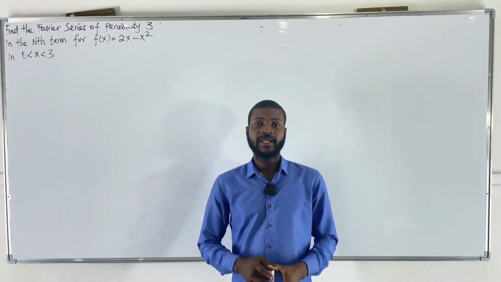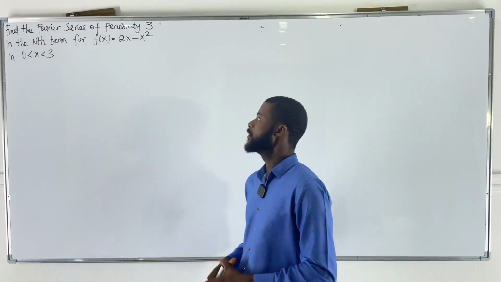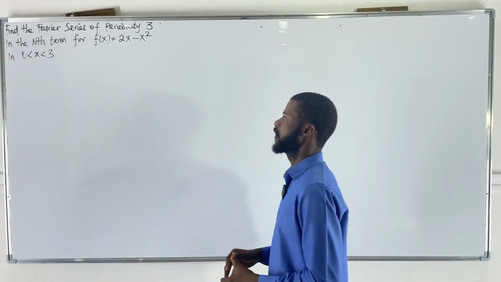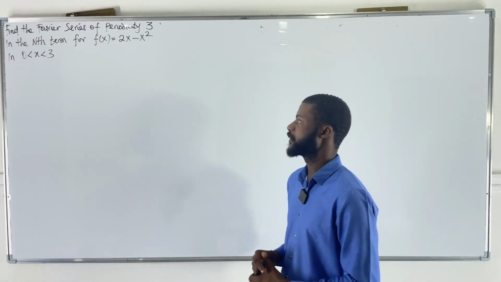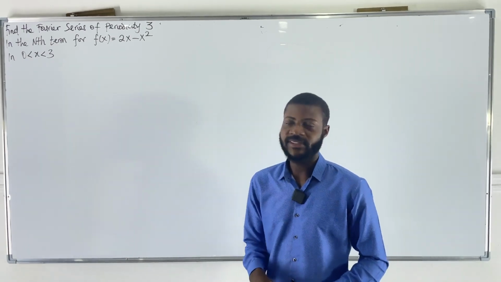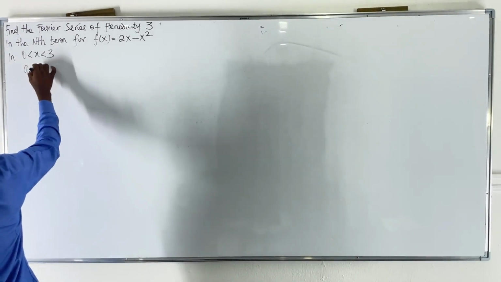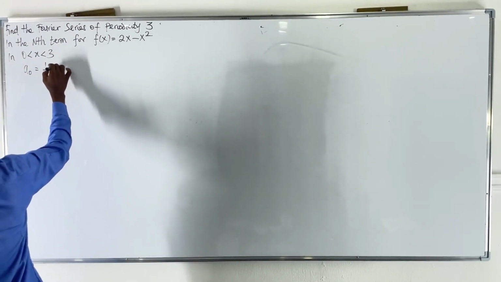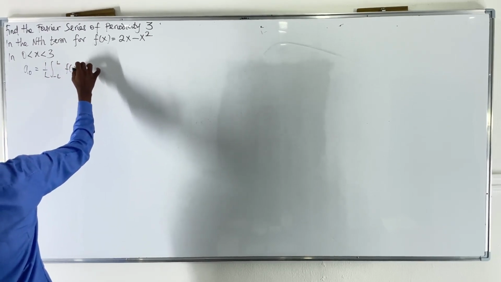Welcome, ladies and gentlemen. I'm DrAvitech, and in this video, we're going to be solving this very problem. We're asked to find the Fourier series of periodicity 3 in the nth term for that very function. I'm going to get started with the first coefficient, a0. So a0 is 1 over L, integral from minus L to L of f of x dx.